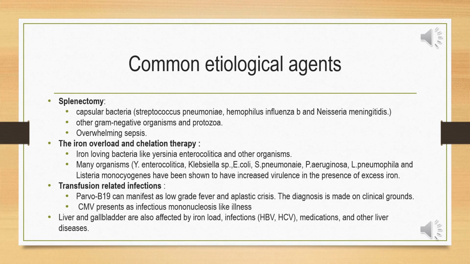There are certain infectious etiologies associated with the management of thalassemia. If a patient has undergone a splenectomy, the risk of overwhelming sepsis due to encapsulated bacteria is increased. Not only encapsulated bacteria, but many gram-negative organisms and protozoa like malaria and babesia can put the life of a patient in danger due to overwhelming sepsis.